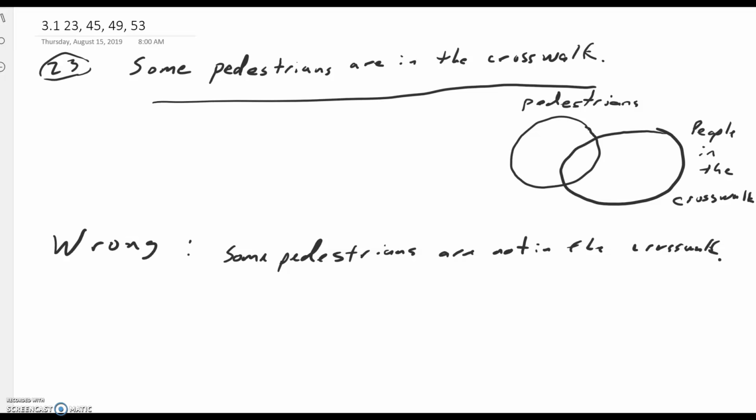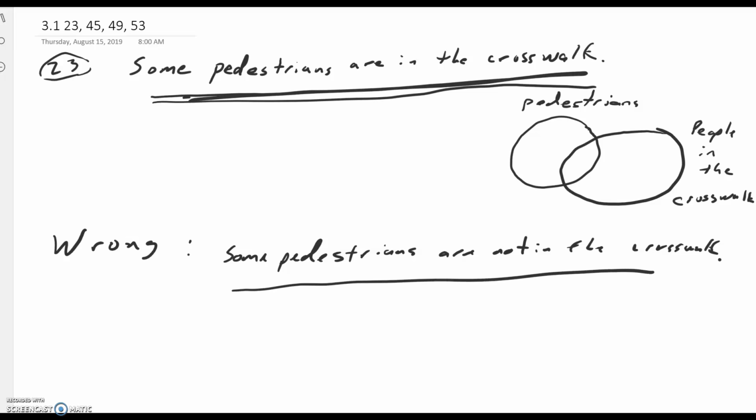And this is not a negation. It's not the opposite statement. Negations are the opposite truth statement. So if this statement up here is true, then this one would need to be false. And if this one was false, then this one would need to be true. And that's not the case.